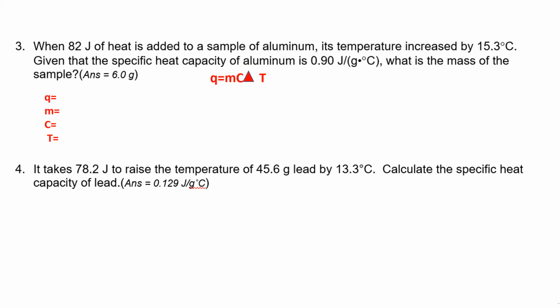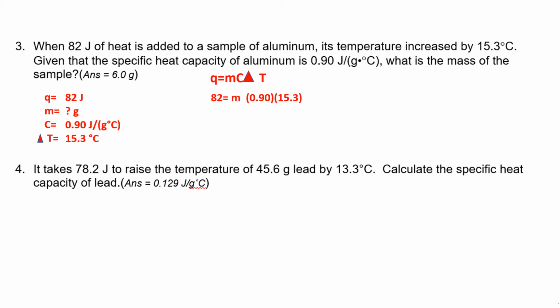We need to identify what we've been given. We have been given 82 joules, which is Q. We've been given a change in temperature. It says the temperature increased by 15.3 degrees Celsius, so that's actually going to be delta T. We've also been given specific heat capacity, 0.9 joules per gram degrees Celsius. So in this case, we are going to be looking for mass in grams. We're going to be solving for mass, and we're going to do so using simple algebra. So we need to plug everything into the formula.